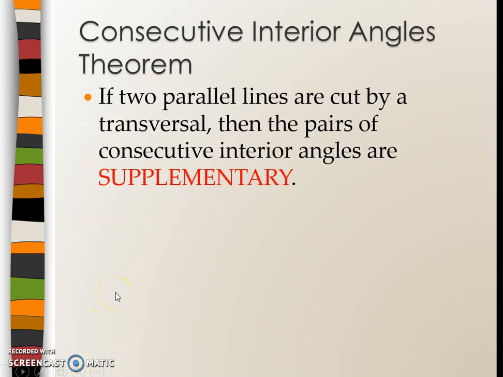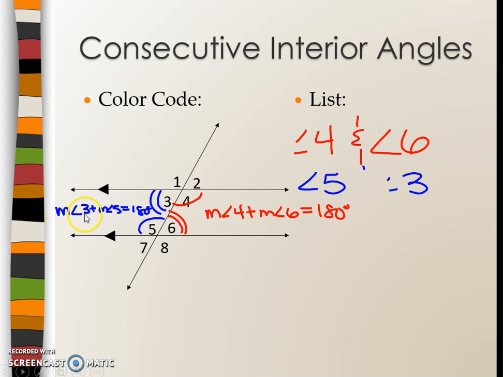Consecutive interior angles theorem. If two parallel lines are cut by a transversal, then the pairs of consecutive interior angles are supplementary. So I want you to write this. Measure angle 3 plus measure angle 5 equals 180. Can you write that? And then can you write measure angle 4 plus measure angle 6 is 180? Can you write this also? So when you add these two consecutive interior angles, they are 180, supplementary. If you add these two, that's also 180, supplementary. This is 180.